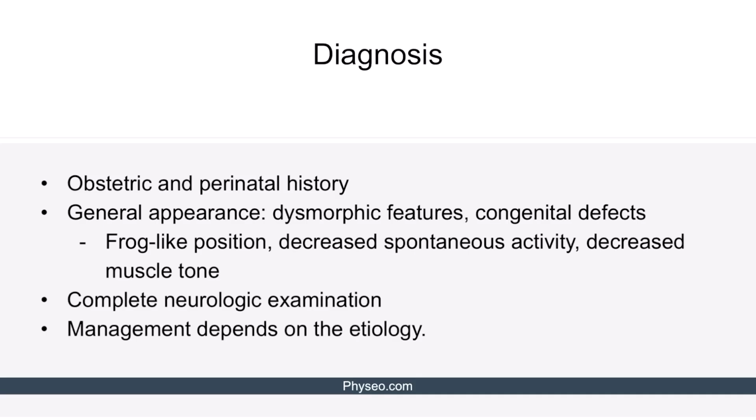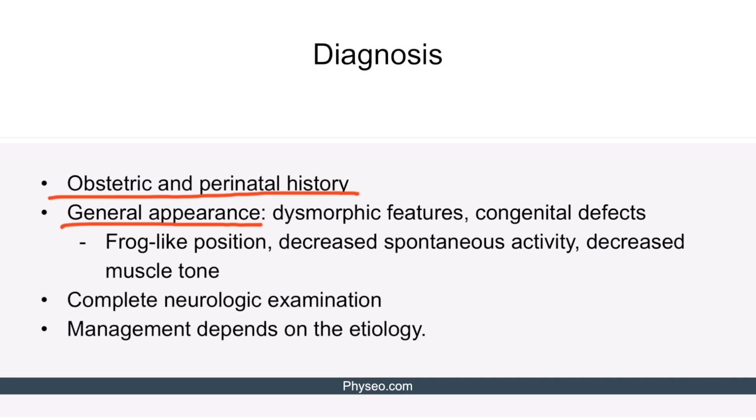Because infantile hypotonia is a feature of many different disease etiologies, a combination of the patient's history, physical exam, and a thorough investigation is needed to identify the cause. Obstetric and perinatal history can provide important information of potential insults such as infections and perinatal hypoxia.